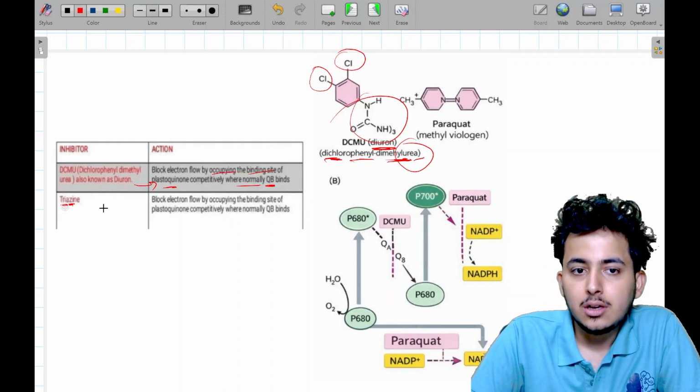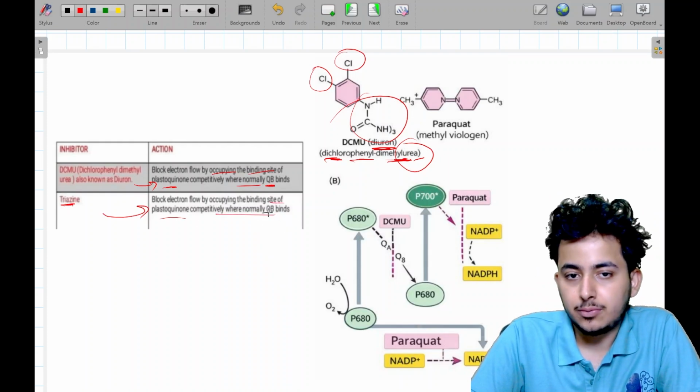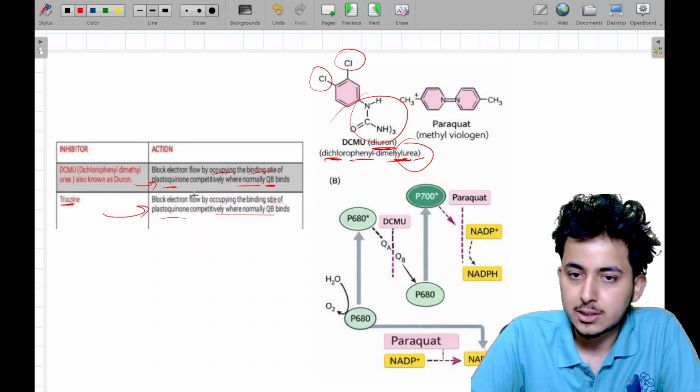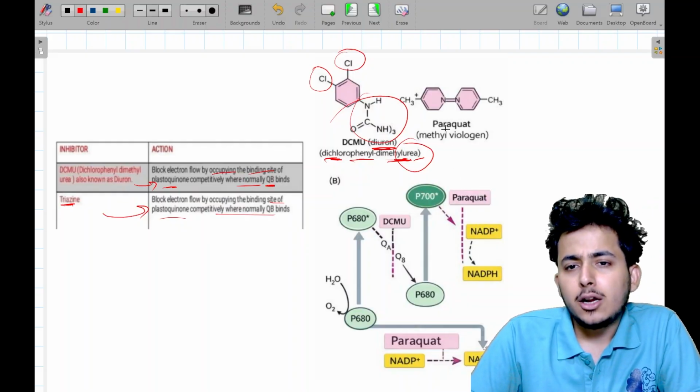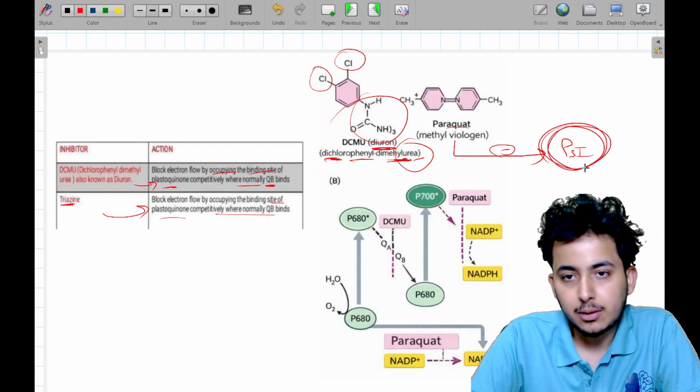And the triazine blocks electron flow by occupying the binding site of plastoquinone. Again, similar mechanism of action. Paraquat, I told you, inhibits PS1. Okay, it inhibits PS1, that I told you in the previous lecture.